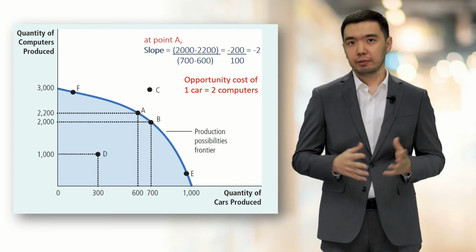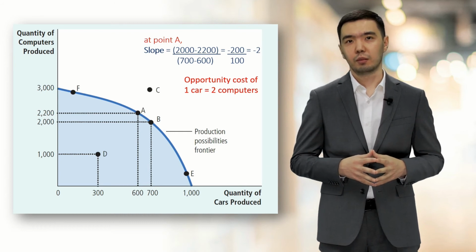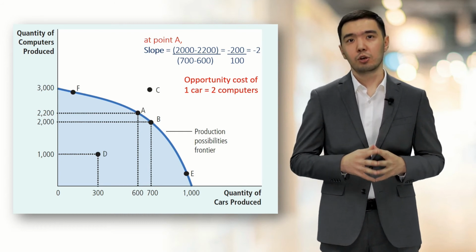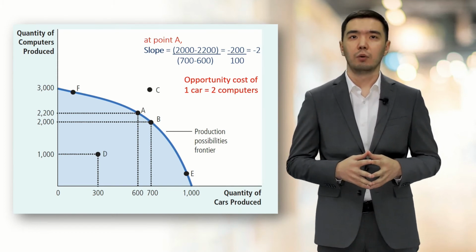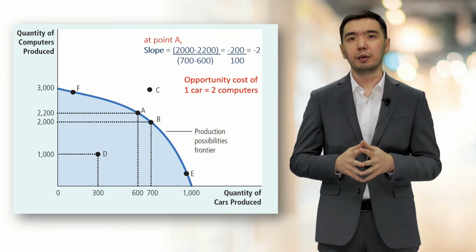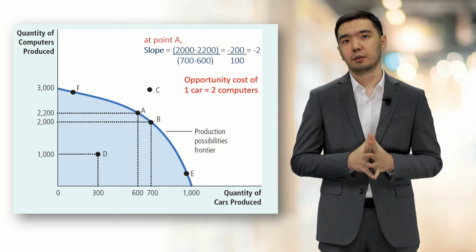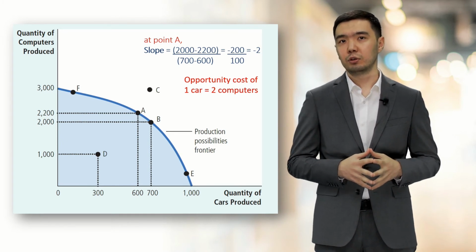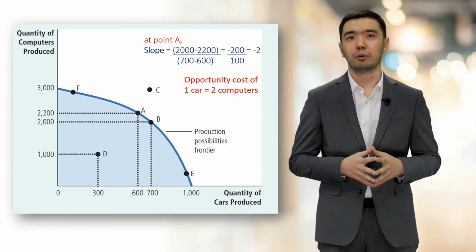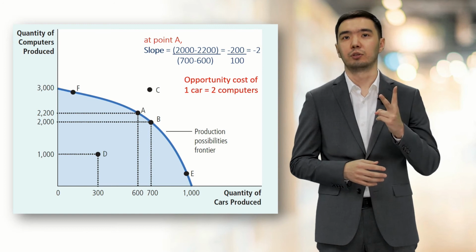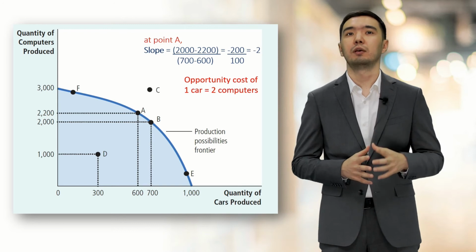The trade-off helps us understand one of the 10 principles of economics, the opportunity cost. The production possibilities frontier shows the opportunity cost of one good as measured in terms of the other. When society moves from point A to point B, it gives up 200 computers to get 100 additional cars. That is, at point A, the opportunity cost of 100 cars is 200 computers. But put another way, the opportunity cost of each car is 2 computers. Notice that the opportunity cost of a car equals the slope of the PPF curve.